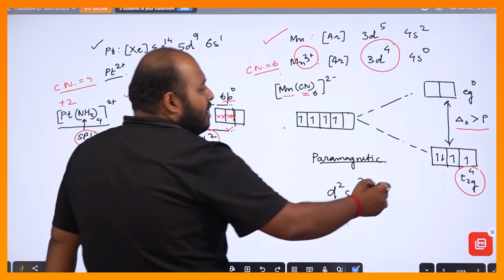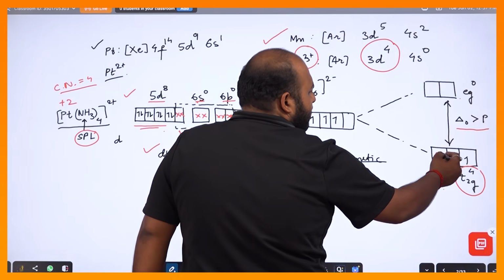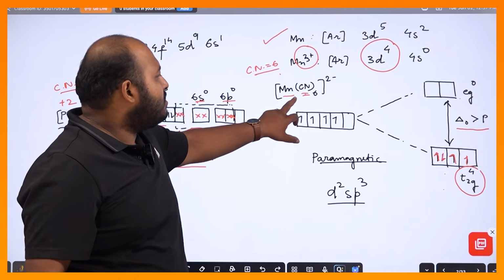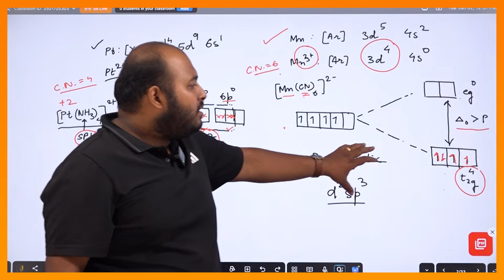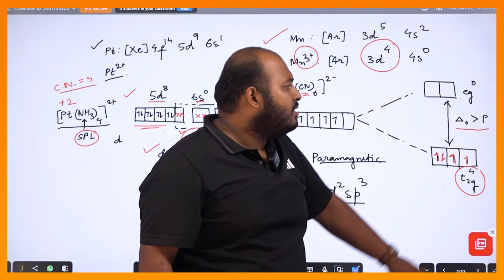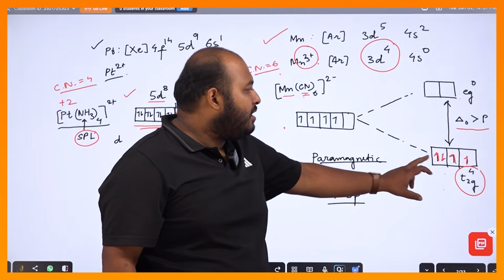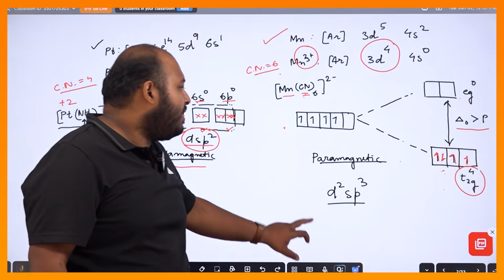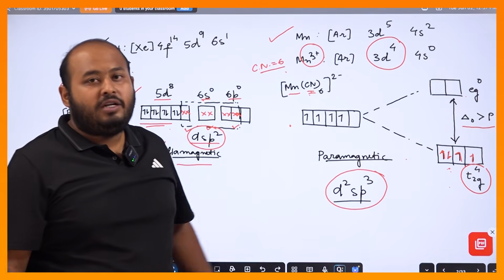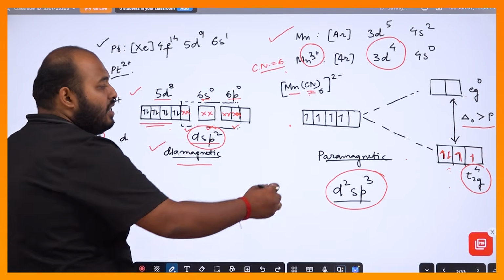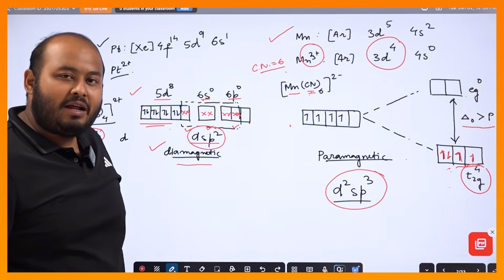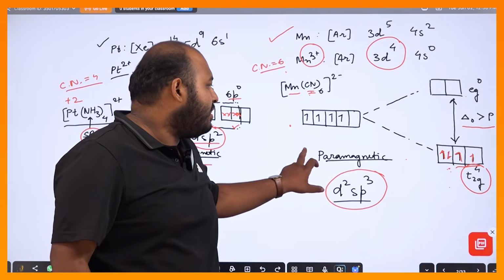So if we fill up, the filling up will be like this, because due to the presence of a strong field ligand, the splitting will be high and the pairing energy will be low. So it will be better to pair up here. So we will be getting a hybridization that will be d2sp3, and there are 2 unpaired electrons present here, so it will be paramagnetic in nature.